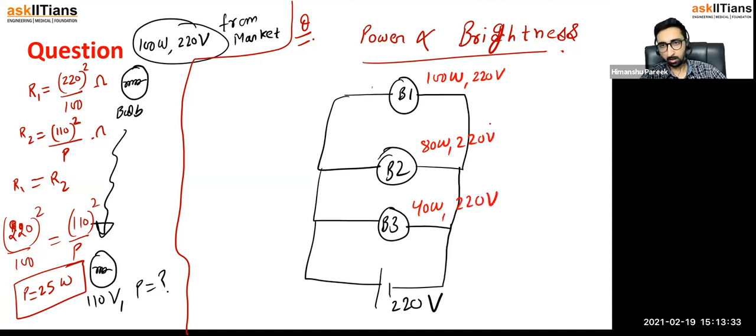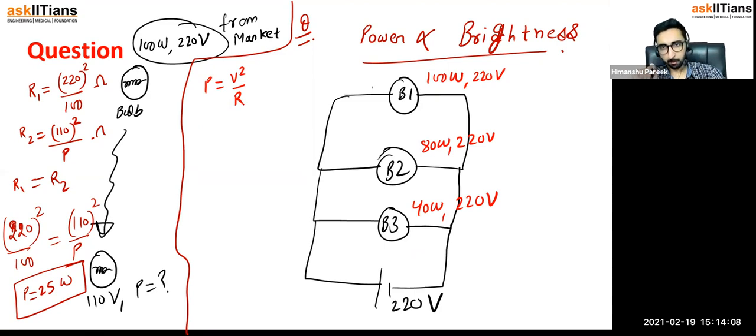Now I have connected all three with a single 220-volt battery. That was just the marking on the bulb: 100 watt 220-volt, 80 watt 220-volt, 40 watt 220-volt. But now what I'm actually supplying is 220 volts. So we have to compare the brightness of the bulbs. Very simple. Power is directly proportional to brightness. Now the power formula is V square by R. It can be I square R also, but I'll be using V square by R. The reason is very simple.